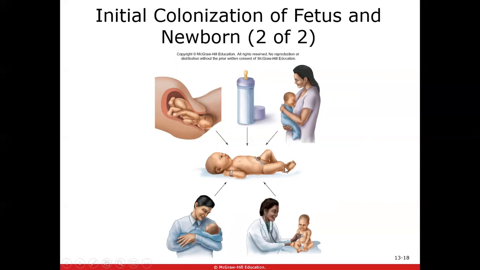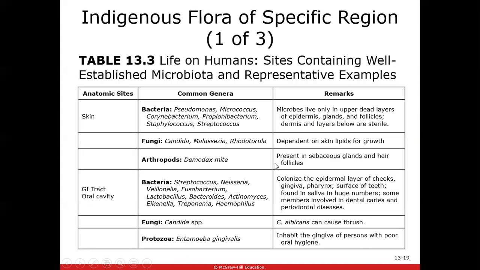Now, all these typically become his resident microbiota. These are the resident microorganisms that he needs, that will go to his gut, get on his skin, and become resident for this baby. Here's some of the indigenous flora.